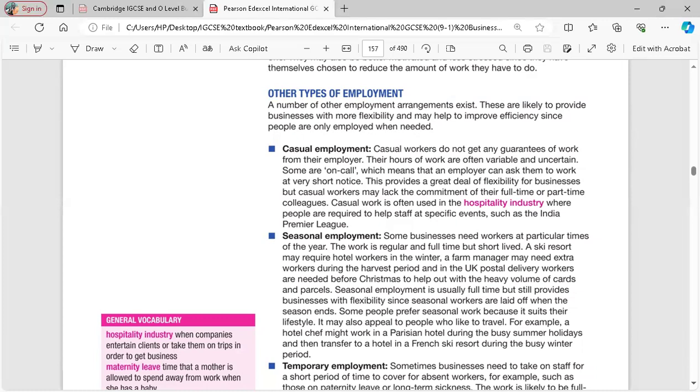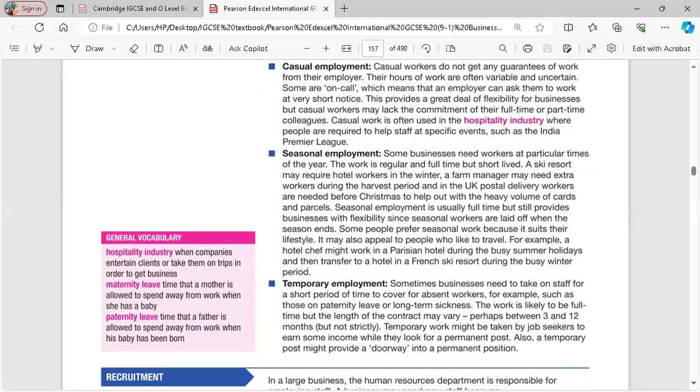Is it clear? For seasonal employment, this is where the business will need workers at a particular time of the year. We call it seasonal because the employee will be needed at a particular point in time in the year. Maybe during winter we need some workers, that is a seasonal employee. If during the summer we need workers, that is a seasonal employee. During Christmas, or during Ramadan, that is a seasonal employee.